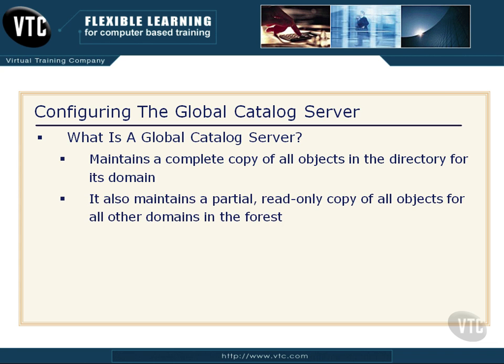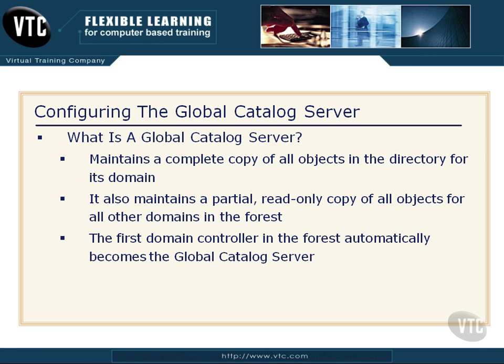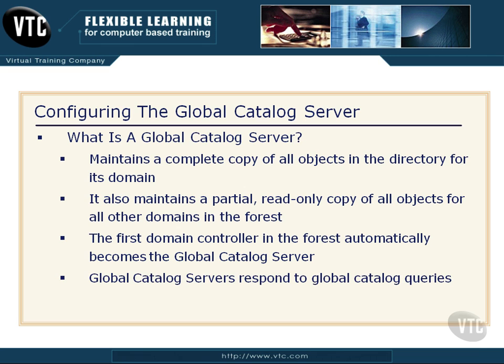Now, it also has a partial read-only copy of objects for all the other domains in the forest as well, because when we start doing cross-domain communication and manipulation of objects and so forth, that starts to get complicated for keeping up with all the permissions, and the global catalog server helps there as well. Now keep in mind, when you create the first domain controller in a forest, that is automatically set up as the global catalog server. And global catalog servers simply live to maintain a copy of all these objects, and then they respond to global catalog queries.